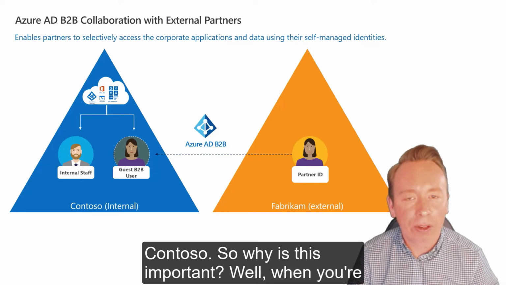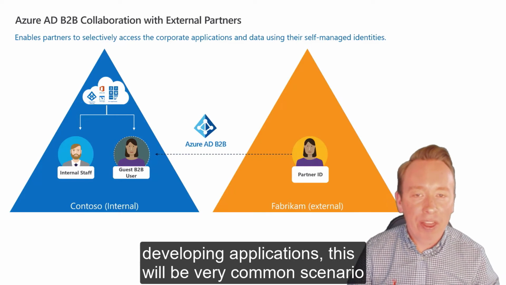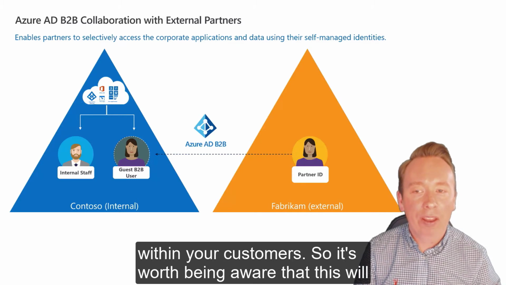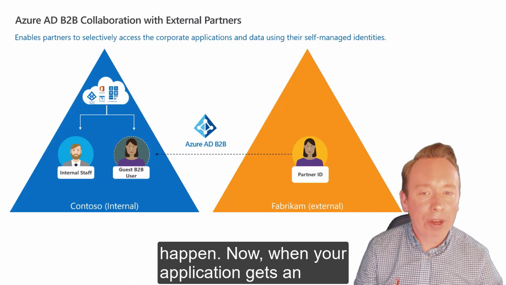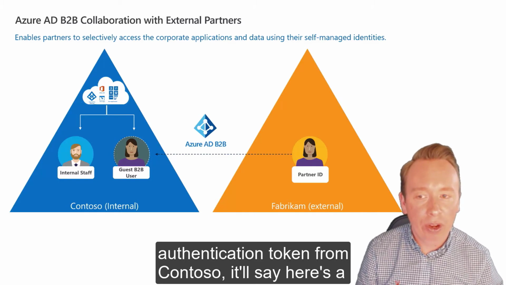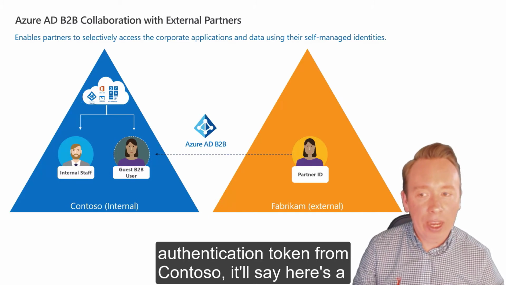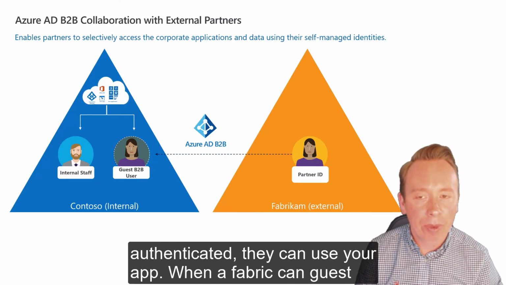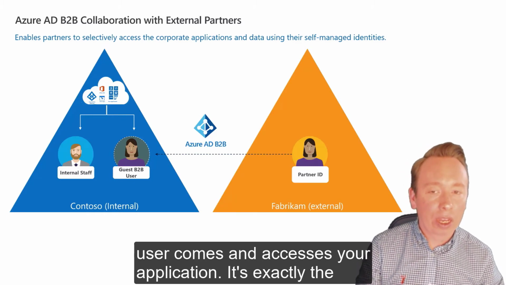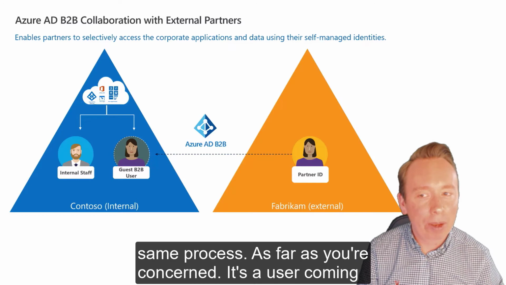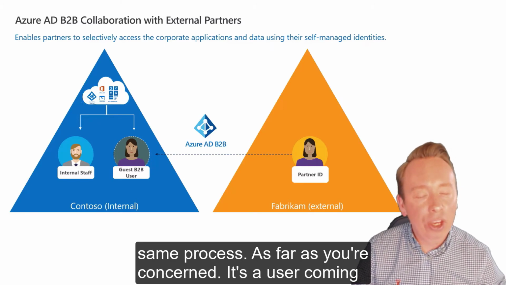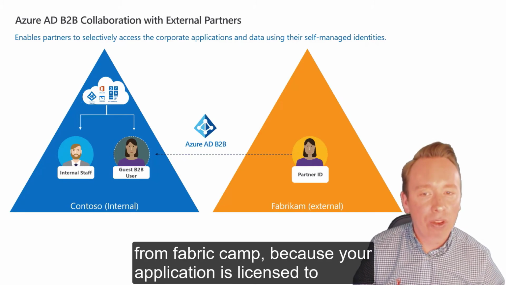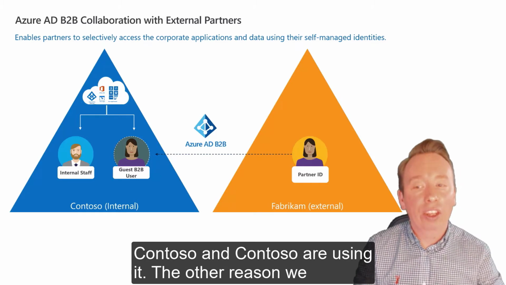So why is this important? Well, when you're developing applications, this will be a very common scenario within your customers. So it's worth being aware that this will happen. Now, when your application gets an authentication token from Contoso, it'll say, here's a Contoso user, here's some information, and they're authenticated, they can use your app. When a Fabricam guest user comes and accesses your application, it's exactly the same process. As far as you're concerned, it's a user coming from Contoso. You don't need to know that they've authenticated from Fabricam, because your application is licensed to Contoso and Contoso are using it.